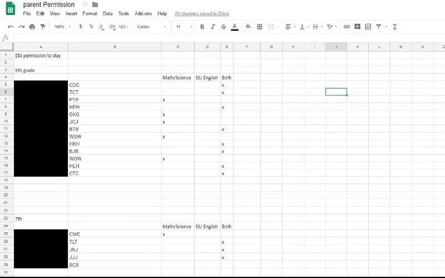So this is an old Google Sheet that I had that is ESS permission to stay. These were what subjects my students would need to be staying for after school. And this is something I kind of manage myself, but if I want to share this out, I want to make sure everybody's doing it the exact same way.